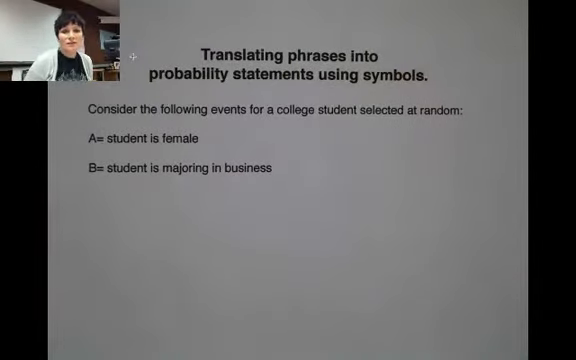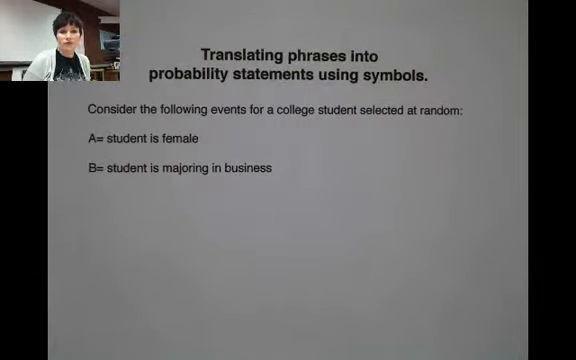Okay, today we're going to be talking about translating English phrases into probability statements using symbols. Because the hardest part about calculating probability is to translate from the English into the math language. So let's take a look at the two events here on the screen.